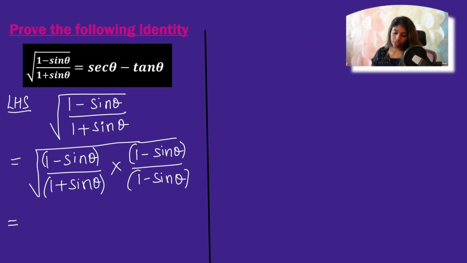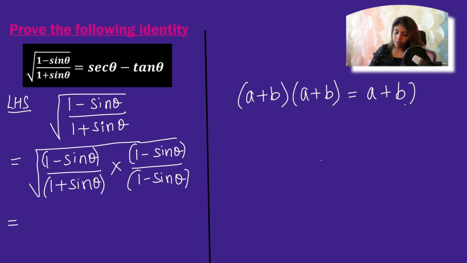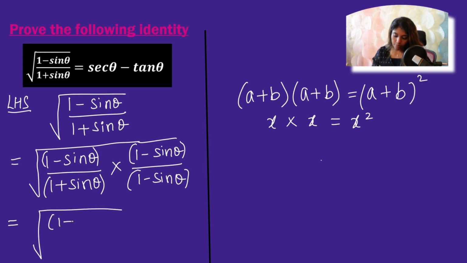Now as you observe the numerators, you can see that it is 1 minus sine theta times 1 minus sine theta. So we know that if you have a plus b times a plus b, it is going to give you a plus b the whole square, because x times x is x squared. So we get 1 minus sine theta the whole square.